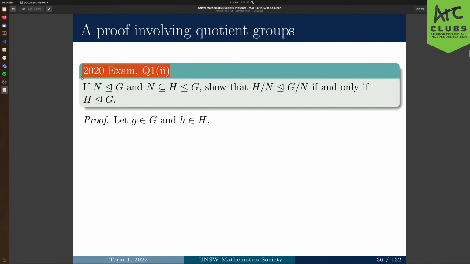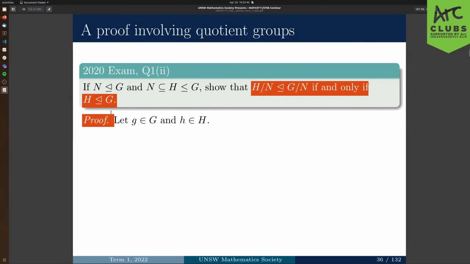This is one from the exam two years ago. So the setup for this is that I've got some normal subgroup N, and N is a subset of some not necessarily normal subgroup H. And I want to prove that this quotient here, H over N, is a normal subgroup of G over N, if and only if H is actually a normal subgroup of G. So I want to prove that these two things are actually equivalent.